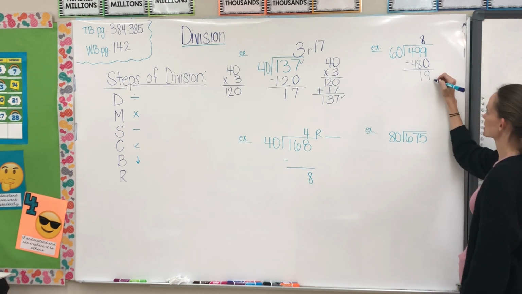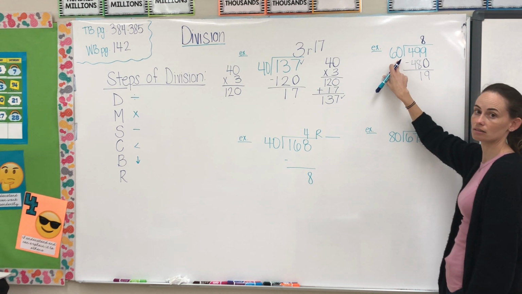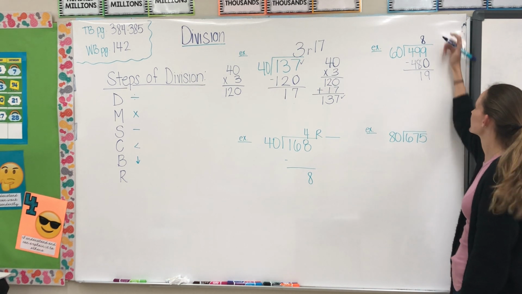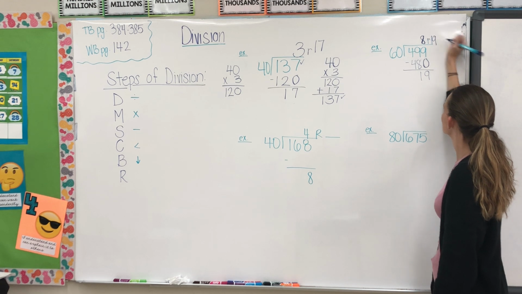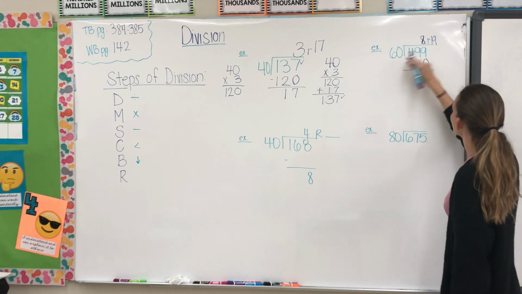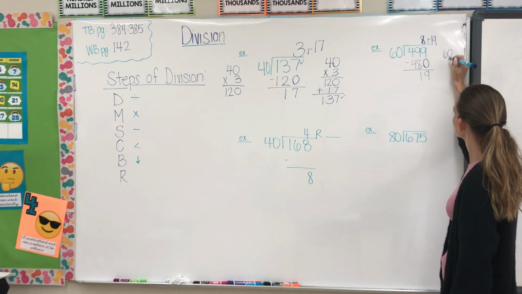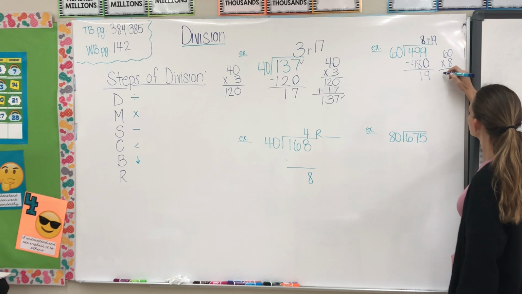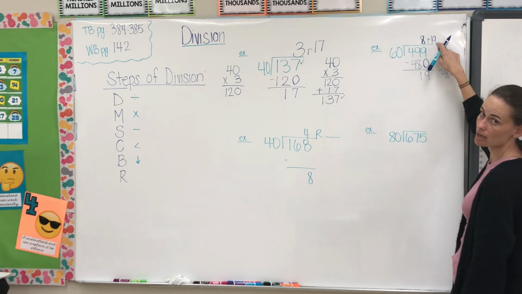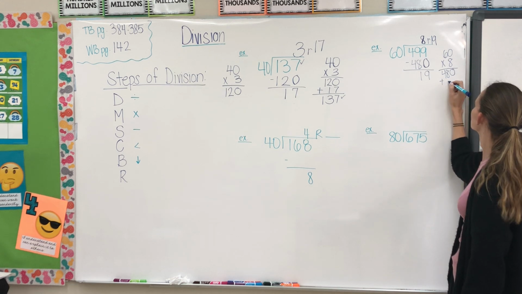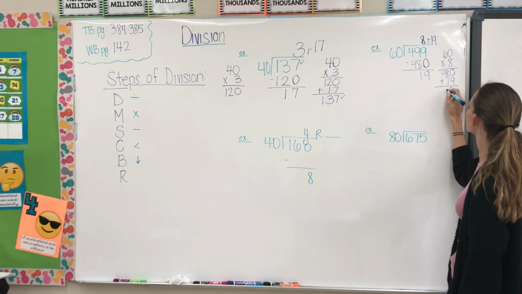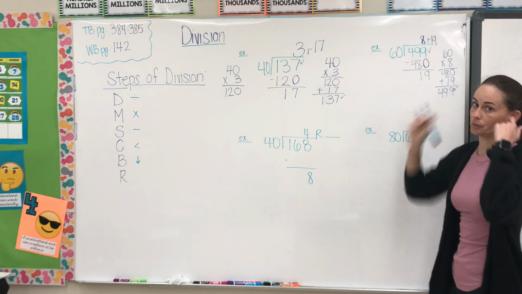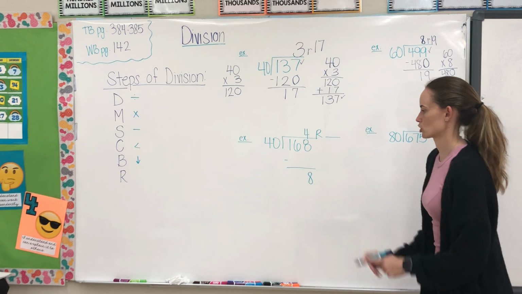Now we compare. Is 19 less than 60? Yes, it is. Do we have anything to bring down? No. So 19 becomes our remainder. And we check our answer. We do the divisor, 60, times the quotient, 8, 480, plus our remainder, the 19. 499, 499, they're equal, right? So we're good. That answer is correct.